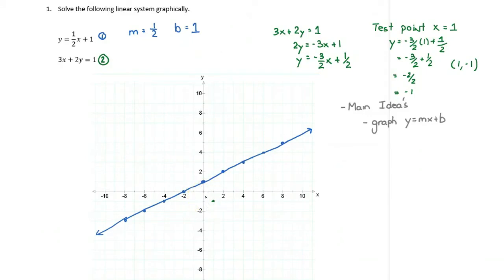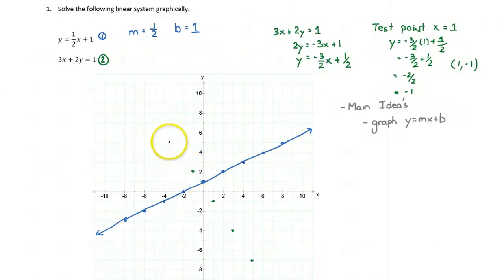So now I simply count off the slope. And so I see that the slope is negative 3 over 2. So down 3, 1, 2, 3, and across 2, 1, 2. 1, 2, 3, 1, 2. And then I can go up 3 and back 2. 1, 2, 3, 1, 2.